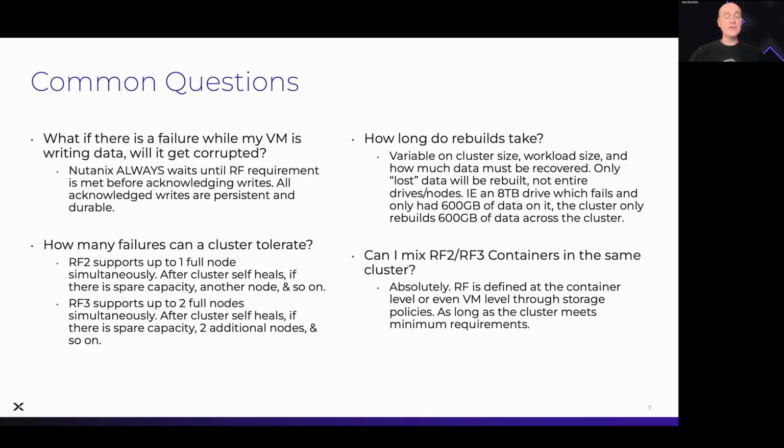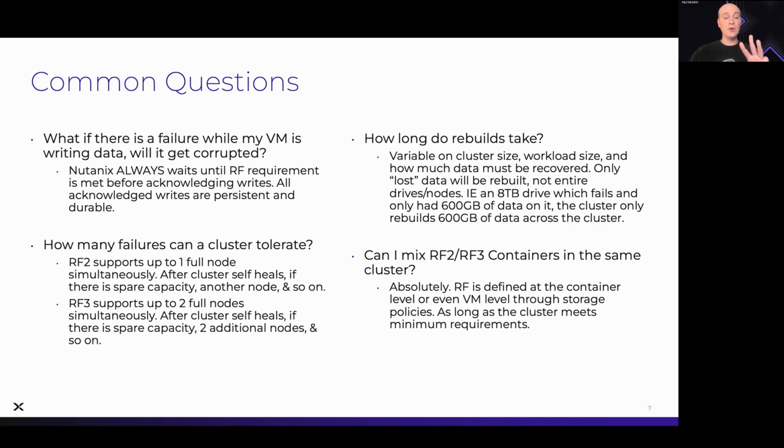Another fun one is, how many failures can a cluster tolerate, Eric? Well, dear reader or listener or watcher, that is going to depend on whether you are running RF2 or RF3. RF2 is designed to sustain up to one full node failure. After a cluster self-heals, as long as there's spare capacity, you can actually withstand another failure. Remember, we had one drive fail, the cluster reprotected, then we had a whole node fail, and we still experienced zero data loss and still met our RF2 requirements.